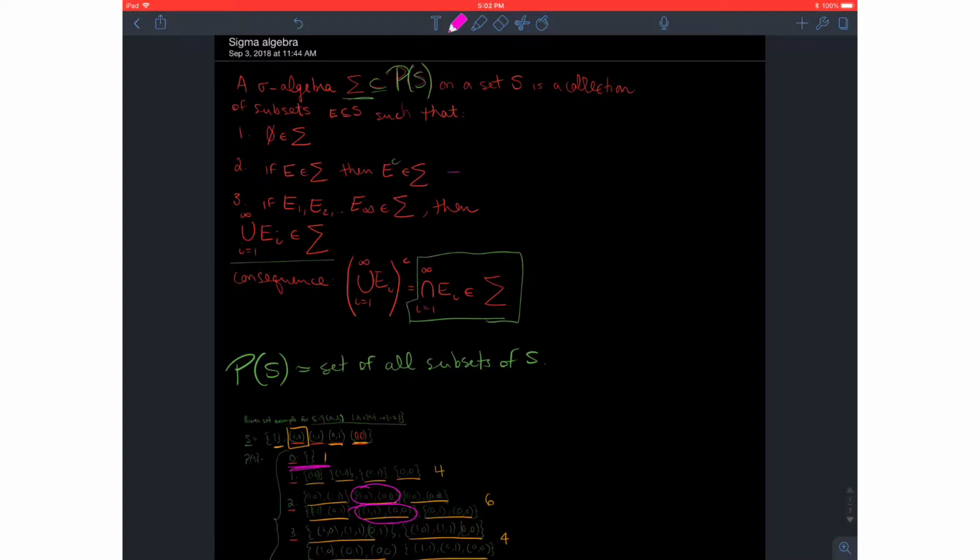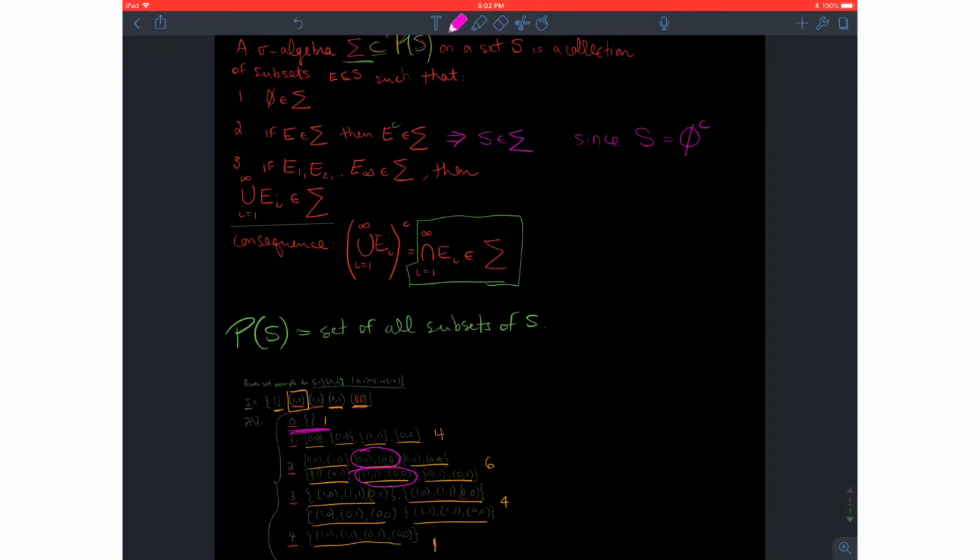Now, if we take 1 and 2, this gives us that S is necessarily in the sigma algebra, since S is equal to, let's say, the complement of the empty set in S. Okay, so if you have the empty set, and what's not in the empty set? Well, everything. So obviously, S is going to be in the sigma algebra in this case.